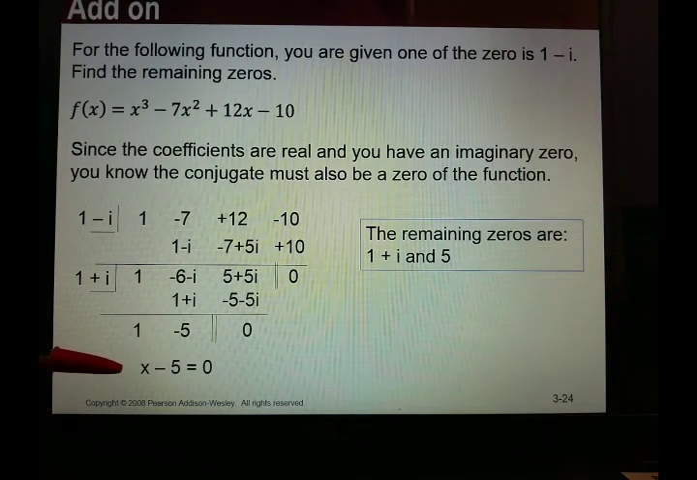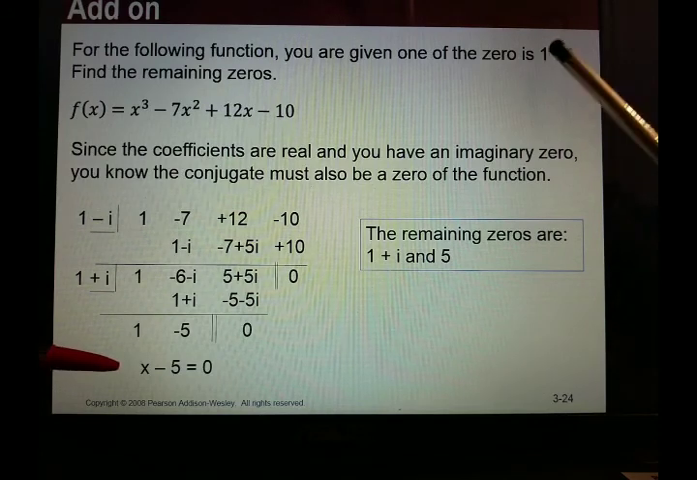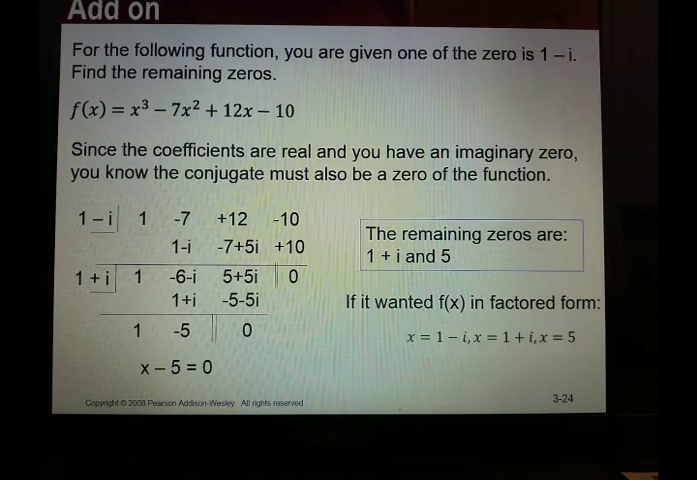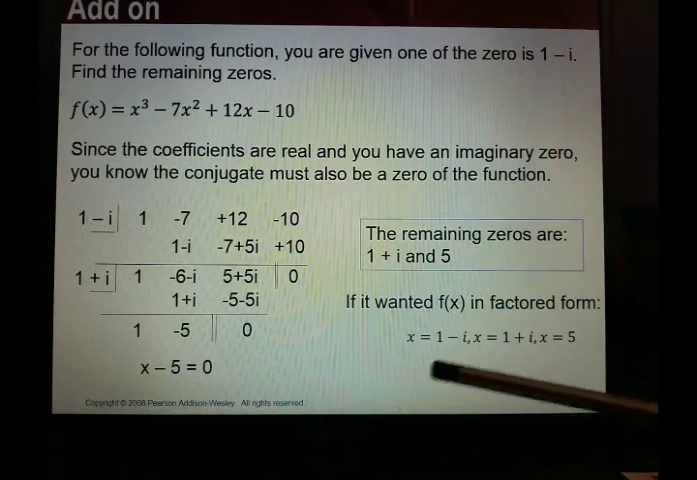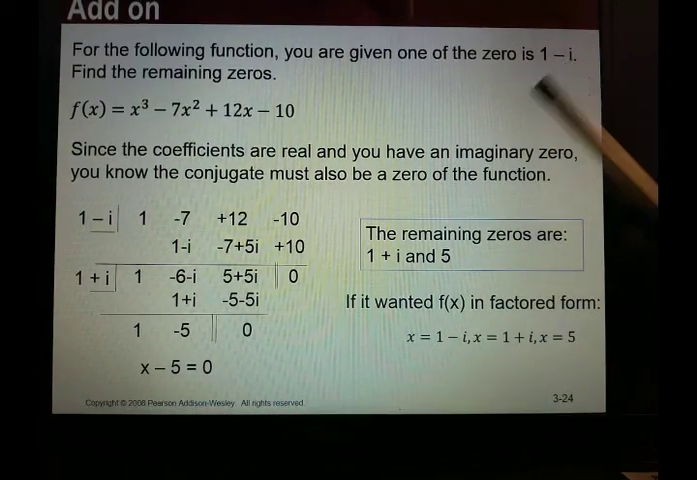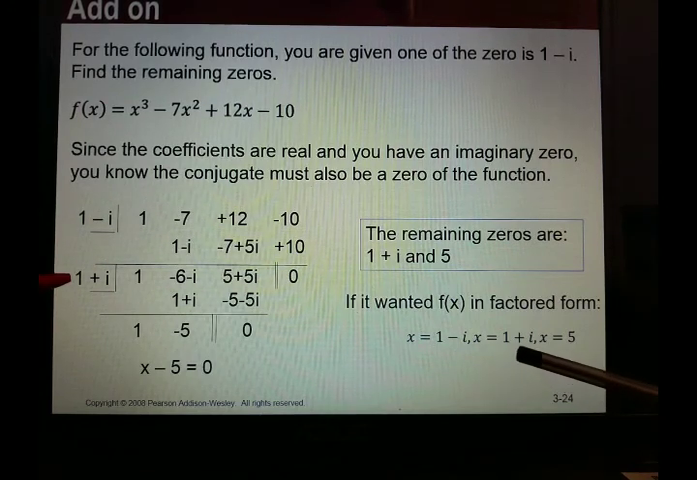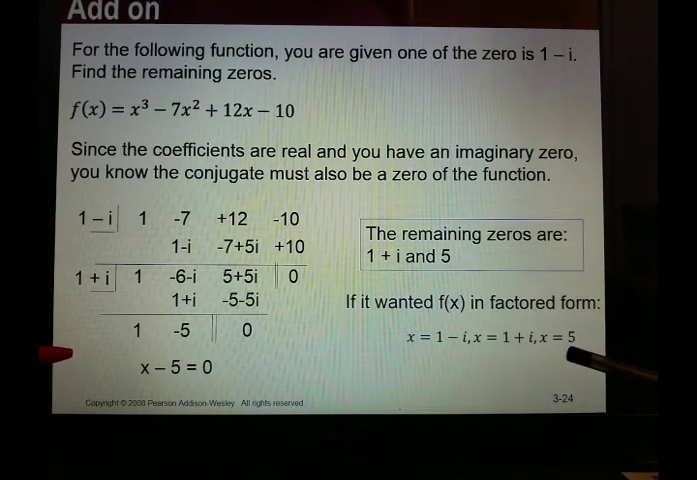If it said find all of the zeros, you would also list 1 minus i as an answer. What if the question had said, write this in factored form? See, if it said write it in factored form, we need to remember we had 3 roots. We had the original x equals 1 minus i from here. Then we had x equals the conjugate, that was the 1 plus i. And then we had x equals 5 as the last one.